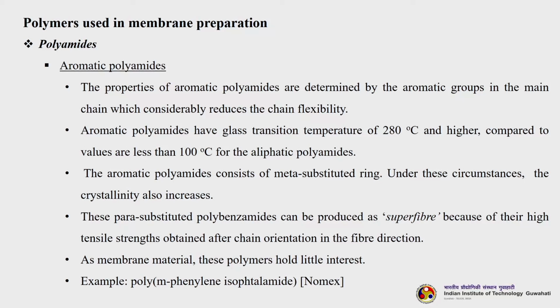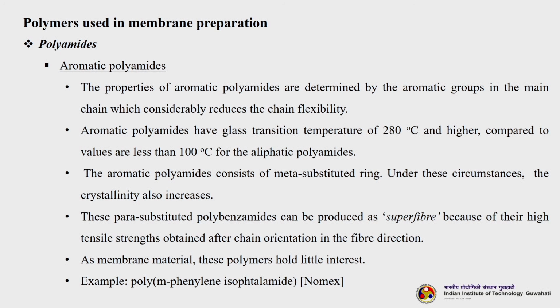The properties of aromatic polyamides are determined by the aromatic groups in the main chain, which considerably reduce the chain flexibility. So, aromatic polyamides have a glass transition temperature of 280 degrees centigrade and even higher, compared to values less than 100 degrees for the aliphatic polyamides. So, aromatic polyamides consist of meta-substituted rings. Under these circumstances, the crystallinity also increases for the polymer.